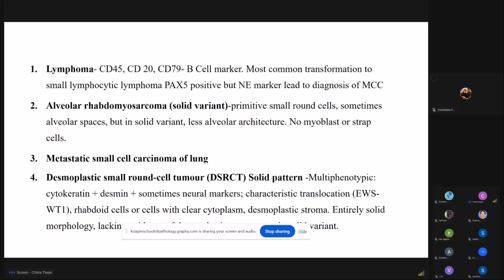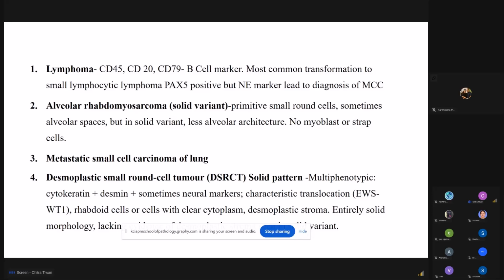For lymphoma, we can have the CD markers CD45, CD20, CD79 as B cell markers. The most common transformation is small lymphocytic lymphoma, which shows PAX5 positivity, but neuroendocrine markers will be negative for lymphoma and positive for Merkel cell carcinoma. Also, we saw the Grenz zone uninvolved, which excludes lymphoma. Then we have alveolar rhabdomyosarcoma. The solid variant shows less alveolar architecture, which suggests it can be rhabdomyosarcoma. But again, we didn't see myoblasts or strap cells here.